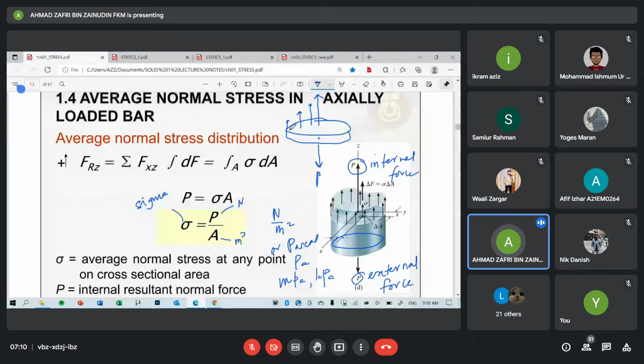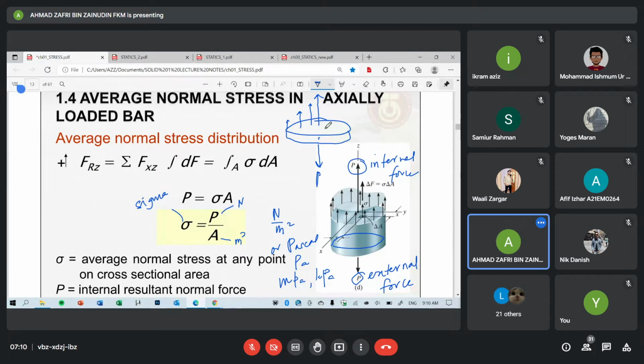The internal force on this area here gives you a stress value which is less than the stress at the center. Stress is force over area, the internal force divided by the small area over here, so you get different values of stress. But if you take the average, it's the same as this. That's why we call it average normal stress. If you take the average stress, you get sigma equal to P, the same value.